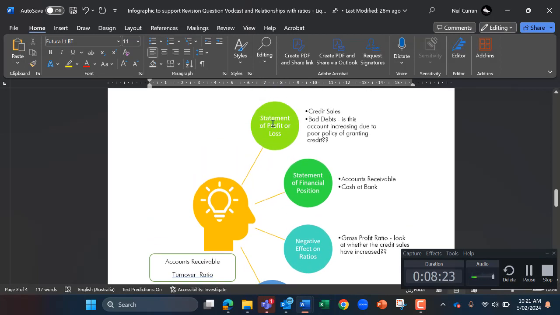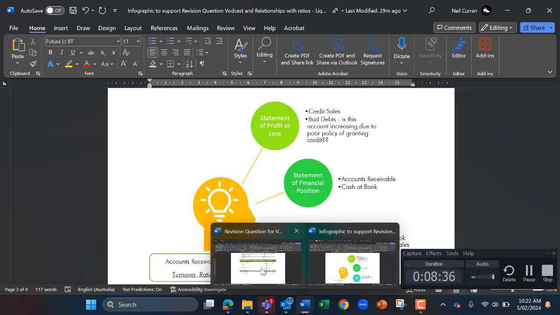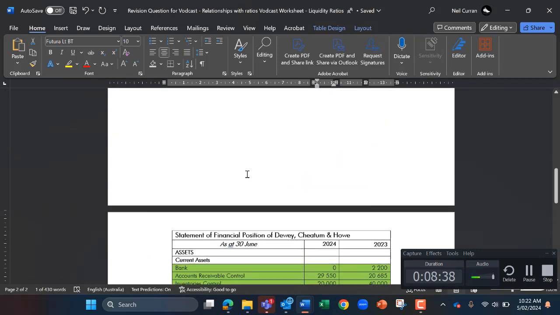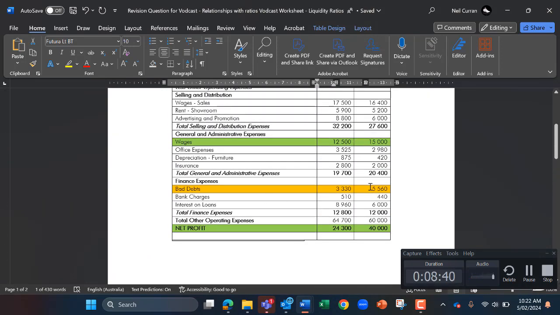Now, what is actually affecting this turnover? So we can see here our credit sales and what is happening with our bad debts. So as a result of this increase in our accounts receivable and credit sales, is that also increasing our bad debts? So again, we look at the statement of profit and loss, and you can see here our bad debts has decreased from $5,500 to $3,300, but still not a very good outcome considering we need all the money we can actually get due to our liquidity issues.